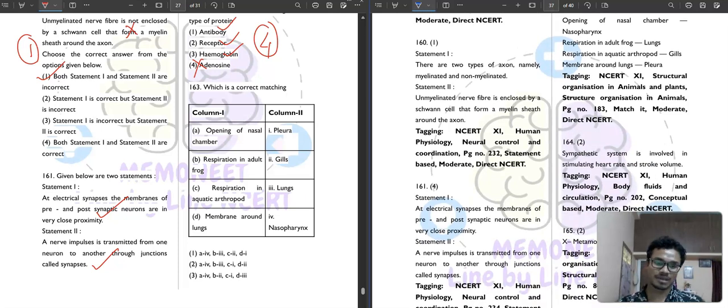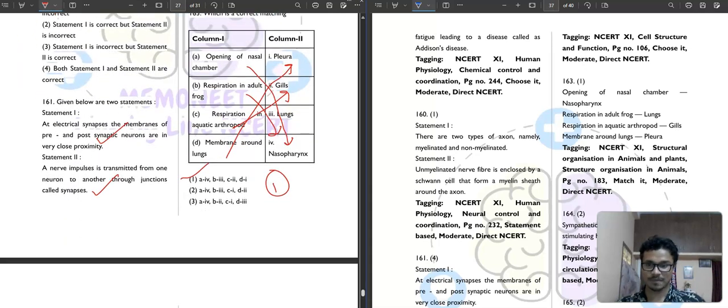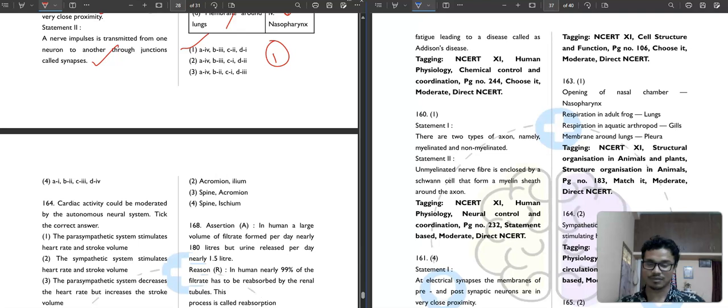Okay. Then 163. Opening of nasal chambers is what? Opening of nasal chamber is nasopharynx. Respiration in adult frog is through lungs. Respiration in aquatic arthropod is through gills. And the membrane around lungs is pleura. So your correct answer will be option number what? Let me see here. Option number first. The first option is your correct answer. Then question number 164.